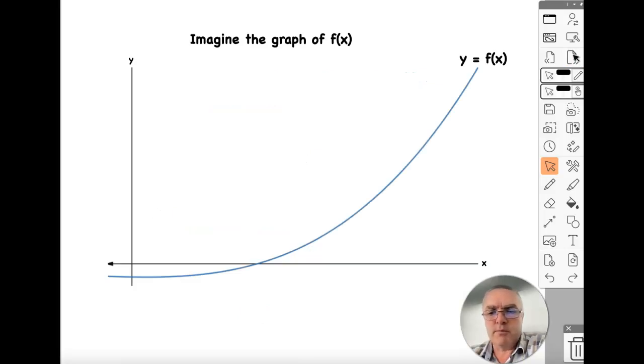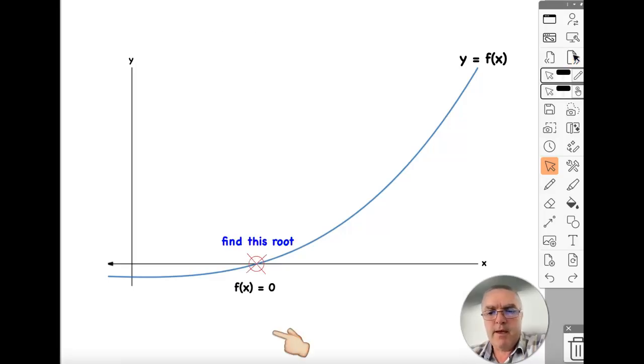So this is what Newton's method basically looks like. If we're solving f of x equals 0, we imagine that there's a graph for f of x, so it might look like this simple curve here. And if we're looking for the solution to f of x equals 0, in terms of the graph, that means we're trying to find the root, another word for the x-intercept.